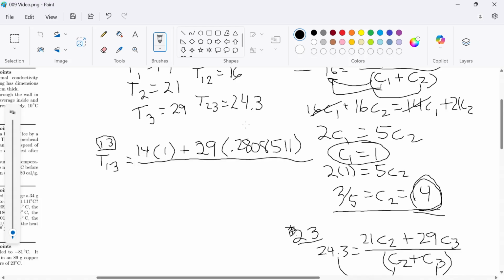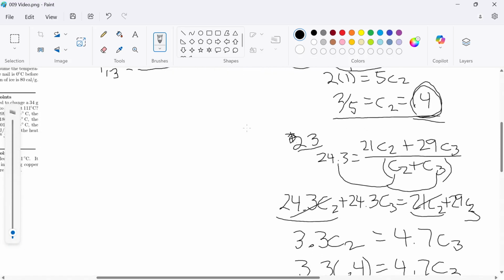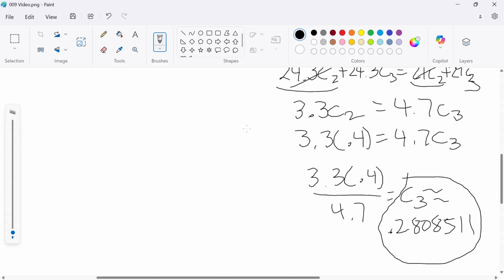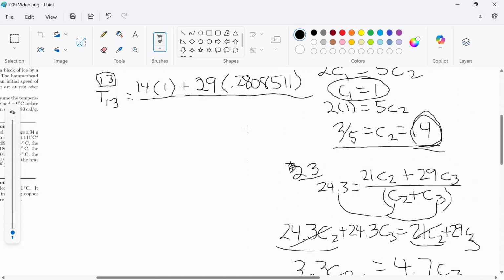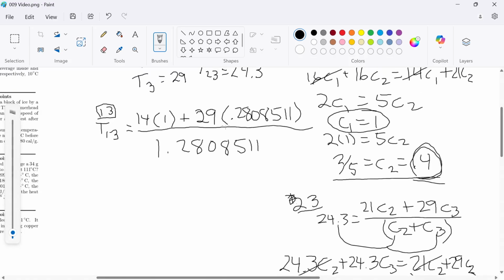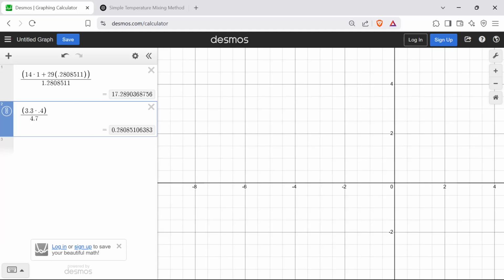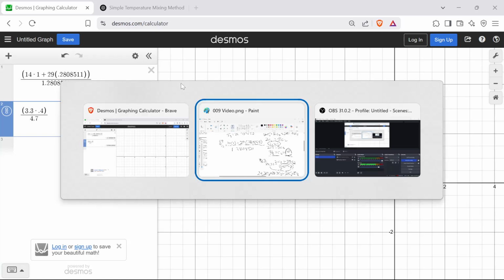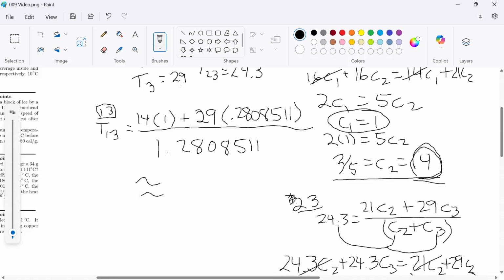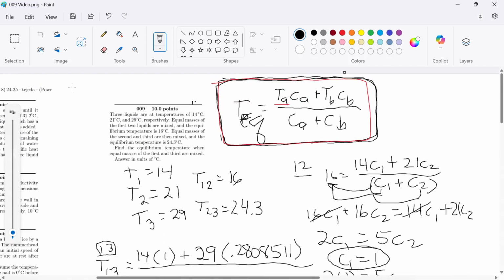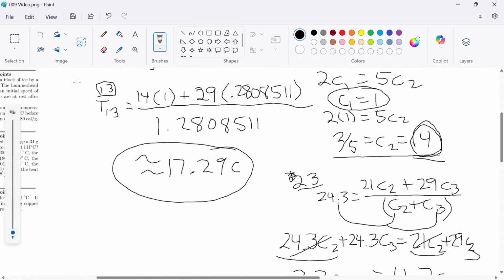All of that divided by C1, which is 1, plus C3, which is 0.2808511. So the denominator is 1.2808511. That's the equilibrium temperature when 1 and 3 are mixed. I think I've already done that calculation. Approximately 17.29 degrees Celsius. So that's the final answer. And it wants it in degrees Celsius, so there it is, about 17.29.